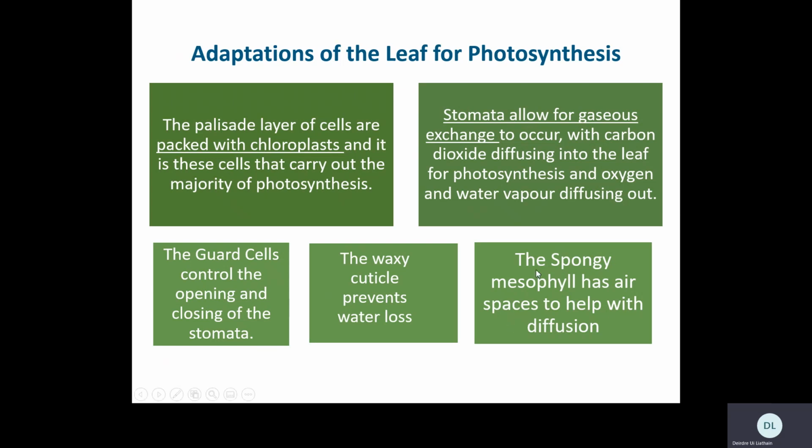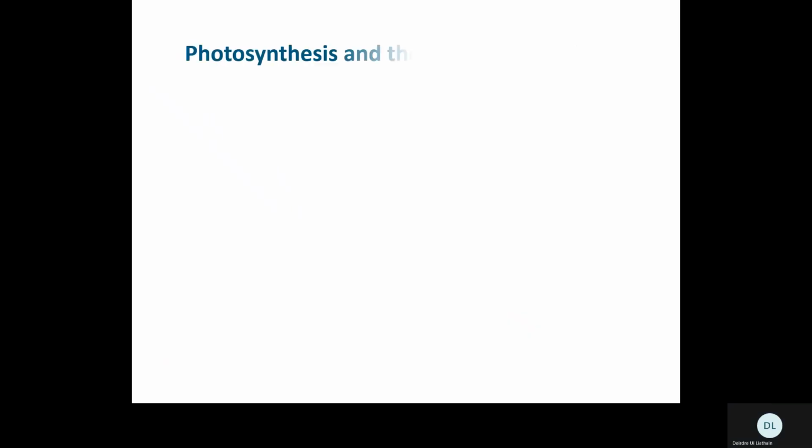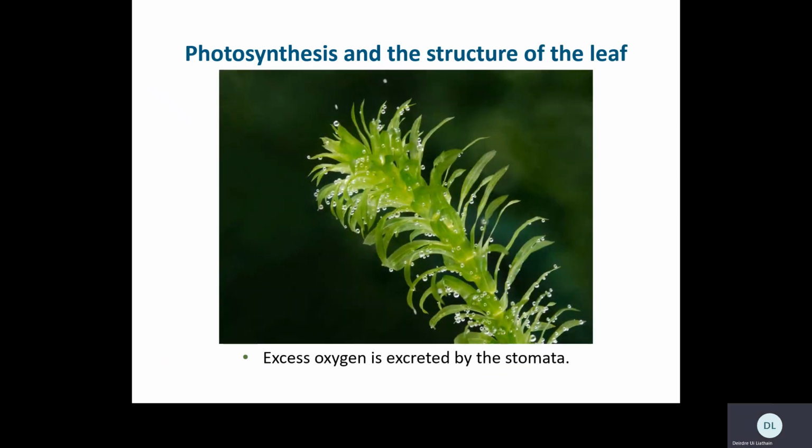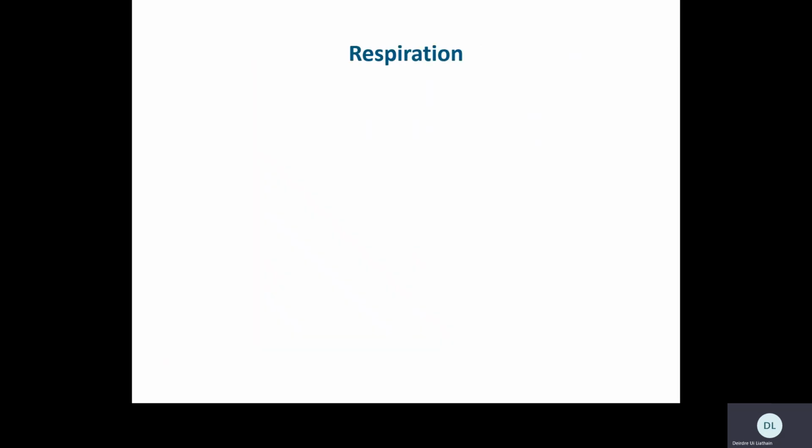And then if we look at that middle layer called the mesophyll, it has little air spaces in there, and those air spaces help the gases to diffuse into the mesophyll for photosynthesis to happen in there. There's just a little picture of oxygen coming out of the stomata. You can see this is an underwater plant, and you can see the little bubbles of oxygen coming out through the stomata.